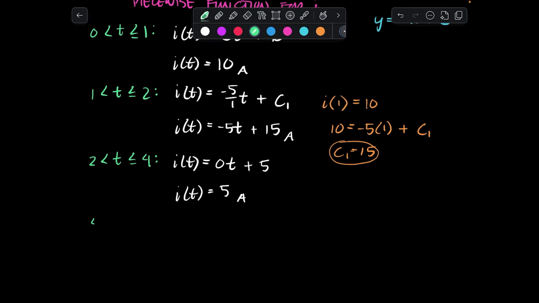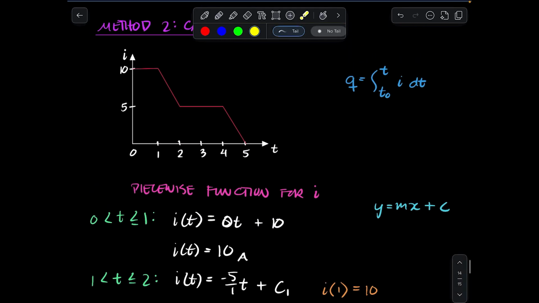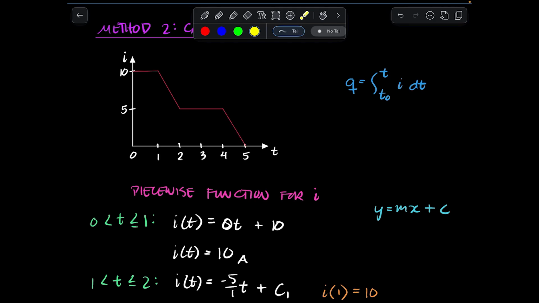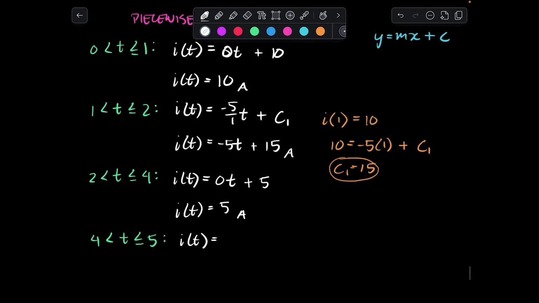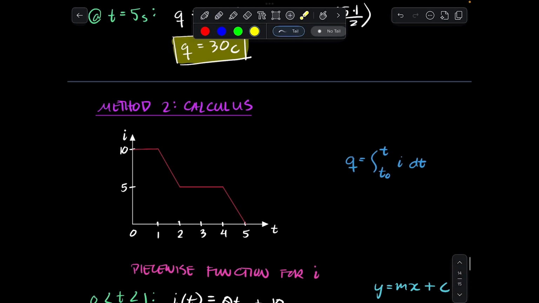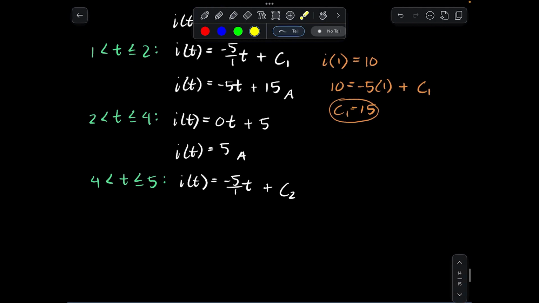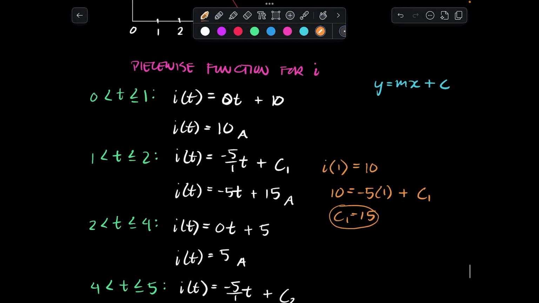And for our last interval here, when time is between 4 and 5 seconds, we see that, again, we have a negative slope going down 5 units, right, from 5 to 0, and then going to the right 1 unit. And so again, we have a slope of -5 plus some constant c sub 2 for where this would hit the y-intercept here. Again, we're going to use a value between this interval.